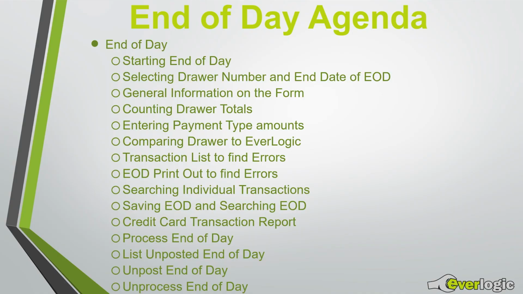So on the agenda, we will go into the end of day, where we will start the end of day. You'll be required to select a drawer number and the end date for the end of day that you're working on. There'll be some general information on the form to complete, along with the counting of the drawer totals, entering payment types, and then we will compare the drawer totals to EverLogic. And then there'll be a transaction list where we can find errors, along with doing a printout of the end of day to find errors.